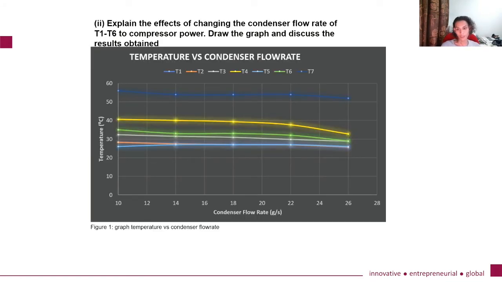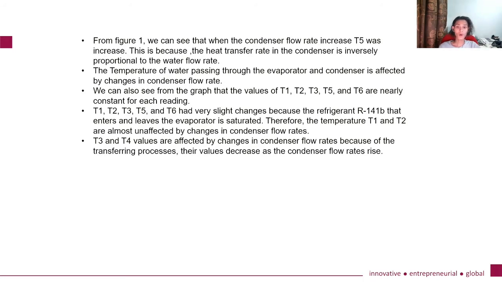So for number 2, we're going to explain the effect of changing the condenser flow rate on T1 to T6 and compressor power. We will draw the graph and discuss the results. As you can see from the graph, this is what we plot by using the result we obtained. From figure 1, we can see that when the condenser flow rate increased, T5 was increased. This is because the heat transfer rate in the condenser is inversely proportional to the water flow rate. The temperature of water passing through the evaporator and condenser is affected by changes in condenser flow rate.